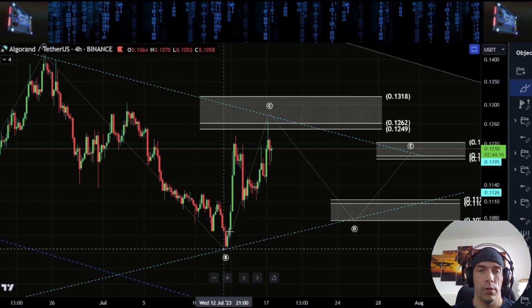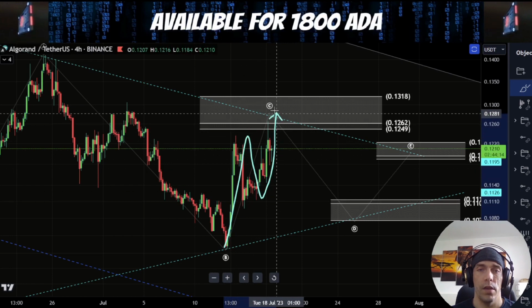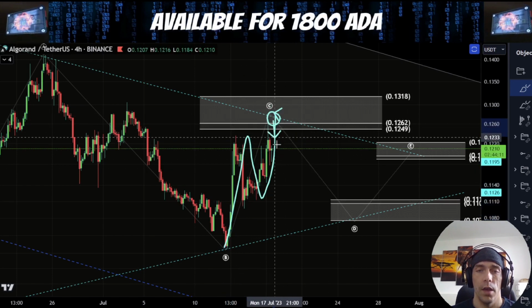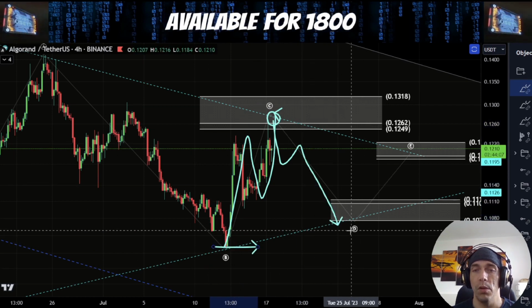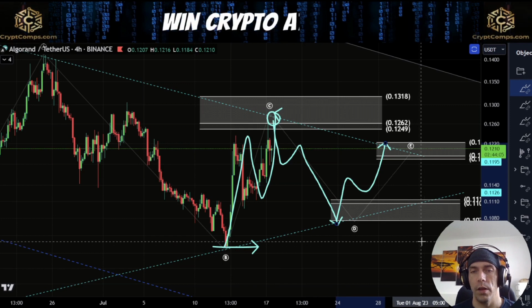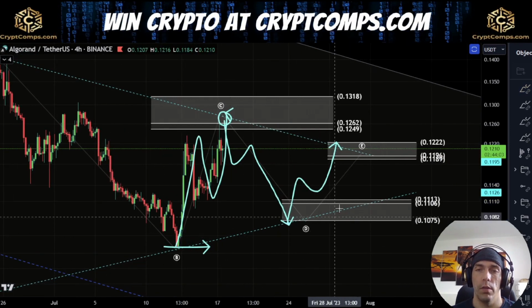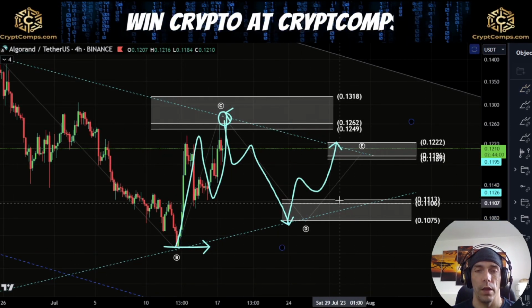But if we do just see this play out as A, B, and C, and we just come up into this high here, and then we look to break down another three-wave move and find support above this B wave, potentially this could be something like a triangle here, where we look for another three-wave move to the upside in an E wave and then look for a breakdown.